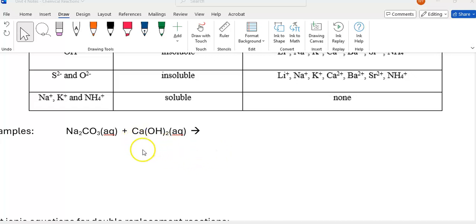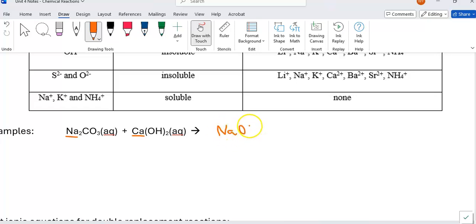Okay, so the first step is to figure out what our potential products could be. By that I mean, what is sodium now going to be paired with if it trades places with calcium? Hopefully you said sodium hydroxide. So we have NaOH, it's a little sloppy, but you get the idea. And it is 1+ and 1-.